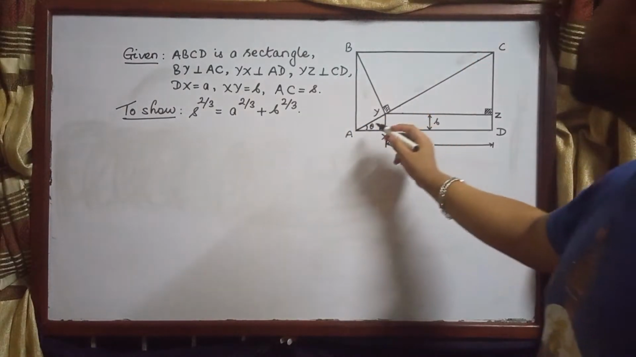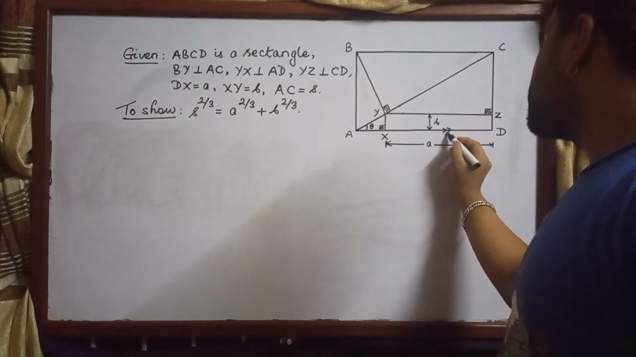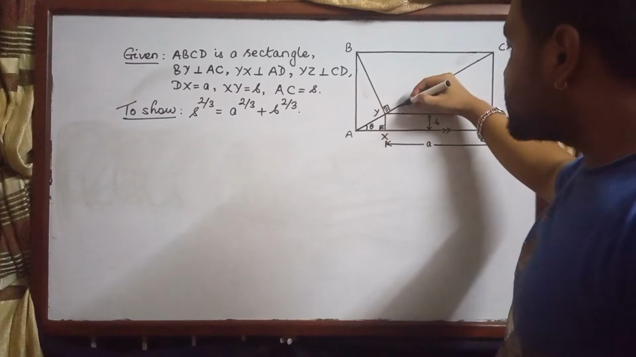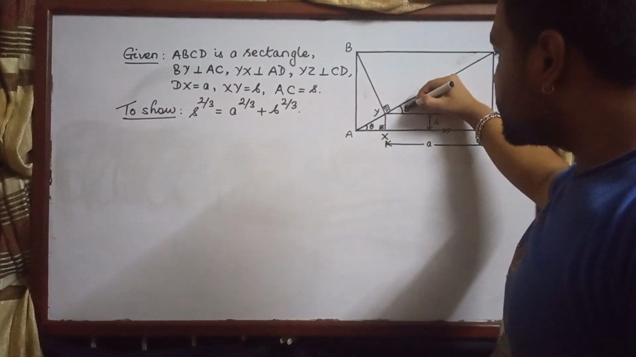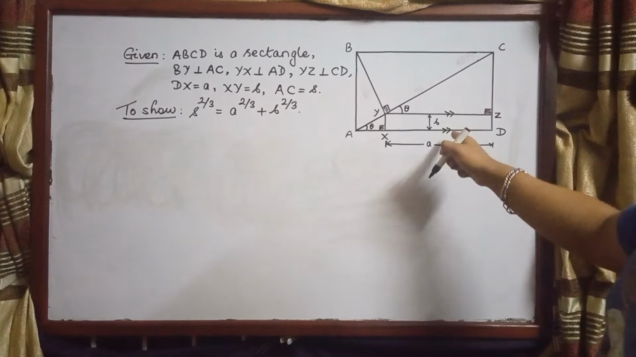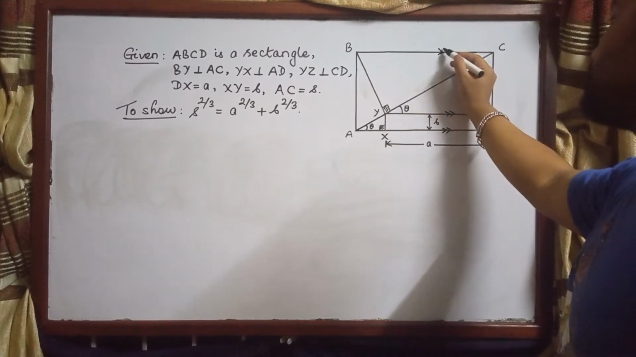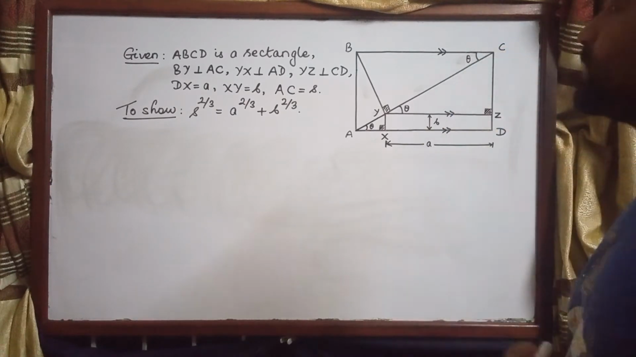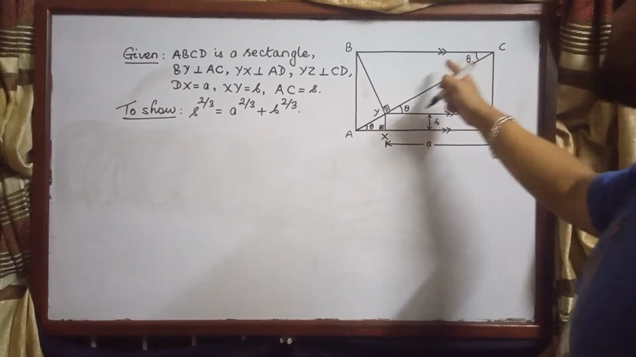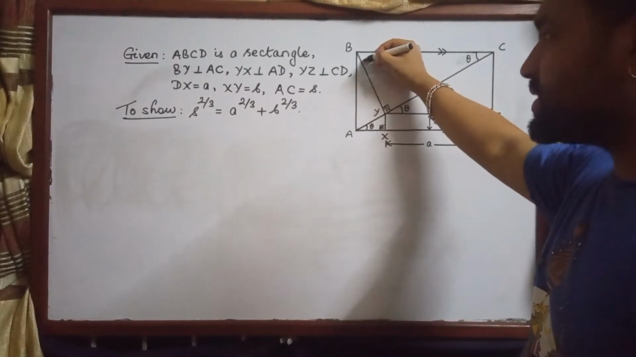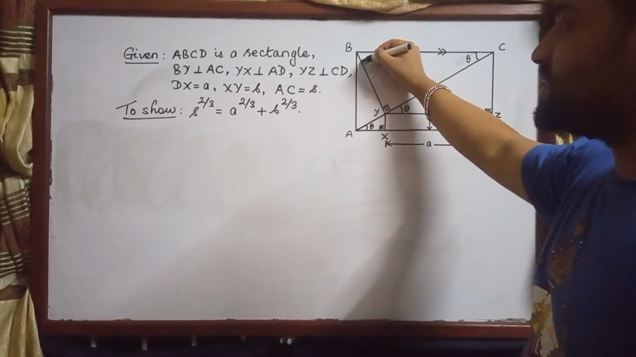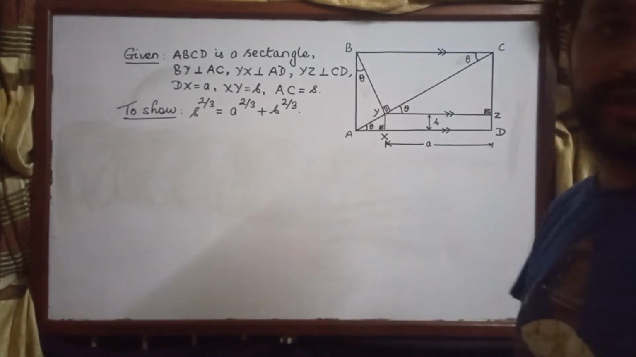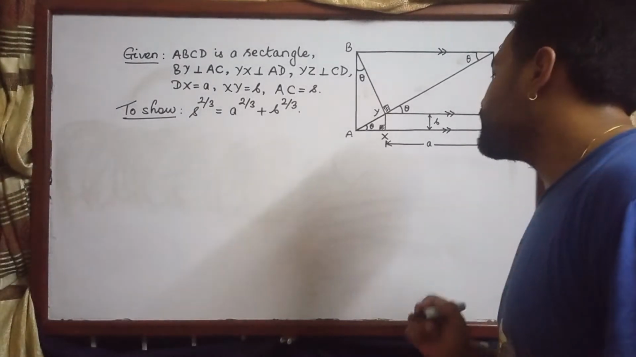Then, since this line is parallel to this line, we're going to get this angle to be theta. And again, as this line is parallel to this line, we're going to get this angle to be theta. Now, since this is theta and this is 90 minus theta, and as this is 90 minus theta, this must be theta because this angle is 90 degrees. That's the first assumption.